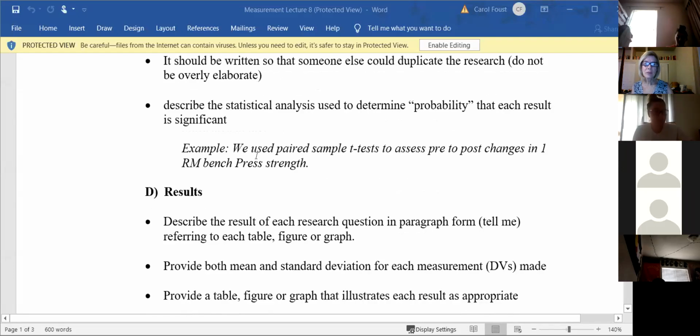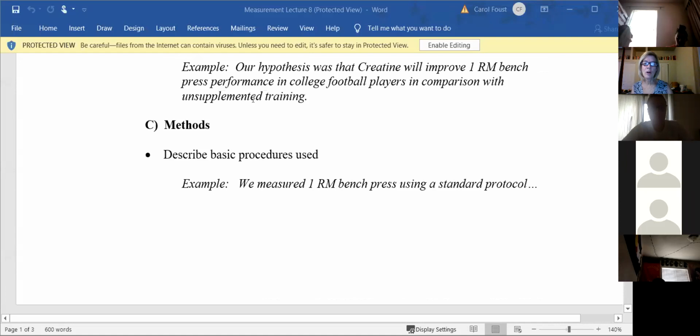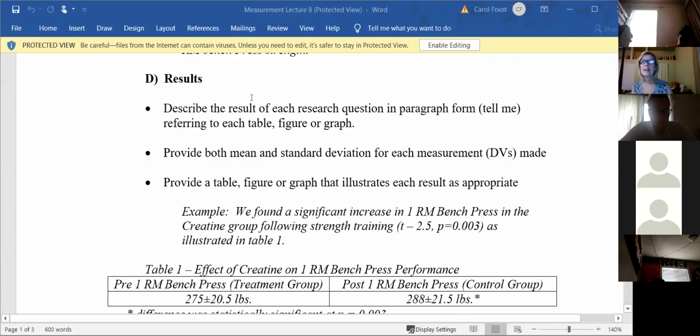So you're going to state that in your methods. Then you're going to go ahead and run that inferential test. You're going to run the correlation or the regression or the t-test or the ANOVA. So you're going to run an inferential test.